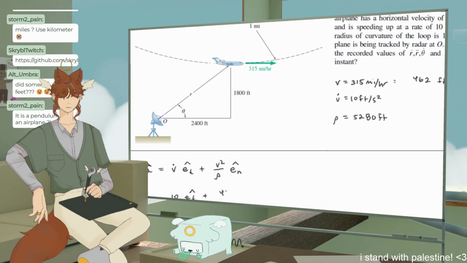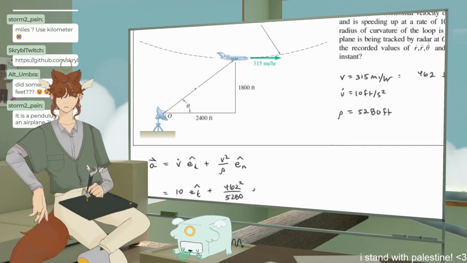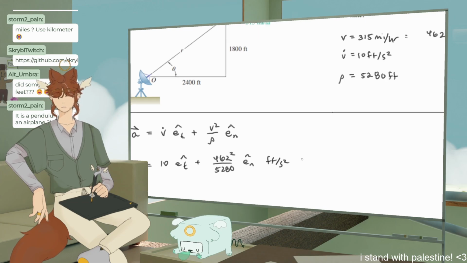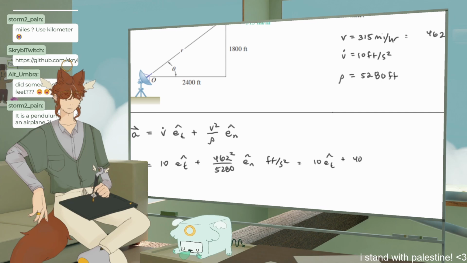Plus 462 squared over 5280, and then we go feet per second squared. Okay, that's the acceleration in terms of... not radial, I lied. I don't know why I said that. Intrinsic coordinates. 462 squared divided by 5280. Okay, 10. Nice.